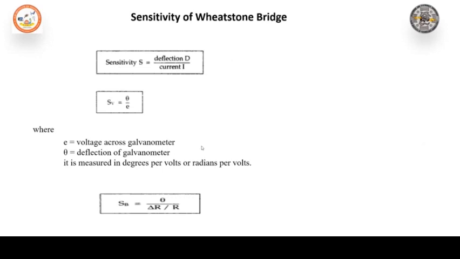While the bridge sensitivity is defined as the deflection of the galvanometer per unit fractional change in the unknown resistance. It is denoted as SB is equal to theta divided by delta R by R, where delta R by R is the unit fractional change in the unknown resistance. Hope you understood.